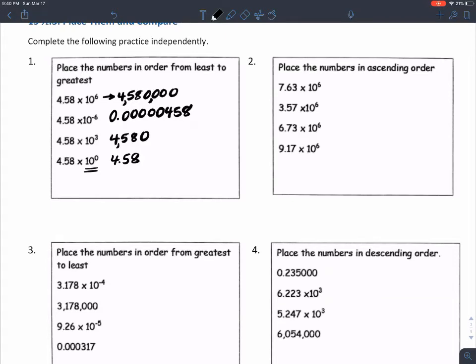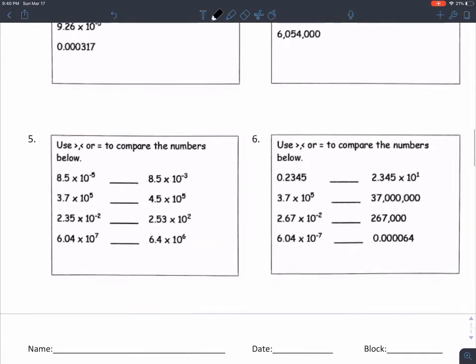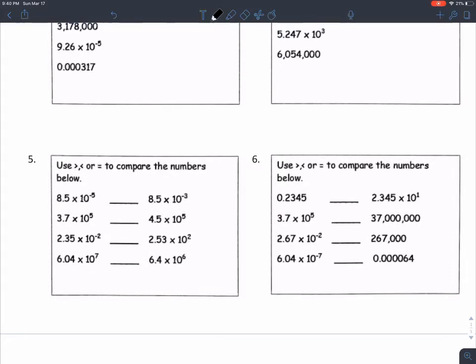So this would be 4.58. So for this card, I would be putting them in order from least to greatest. So my least number, or my lowest number here, would be the second one. So that's number 1. Then 2, 3, and 4. You're going to go through the first 4 cards like that. And then the last 2 cards are actually going to compare numbers. So you're going to have to transfer them and then tell me which one's greater, less than, or equal to.